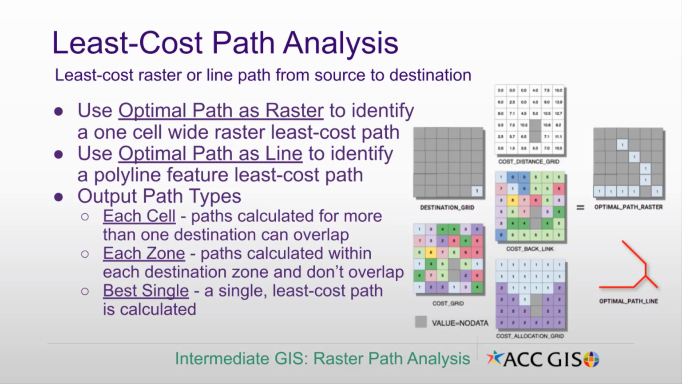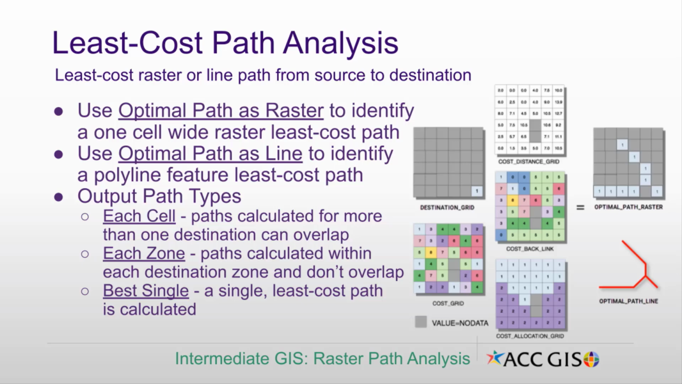Now you can generate different types of paths with both of these tools, depending on the output path type you select. If it's each cell, then you can have multiple paths calculated that can overlap. If it's each zone, you can only calculate one path per zone and they don't overlap. And then last, if it's best single, it's the single least cost path.